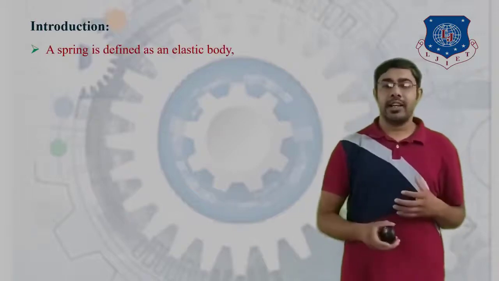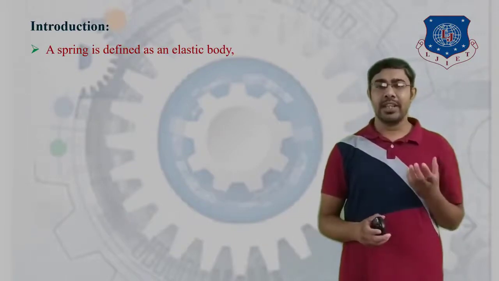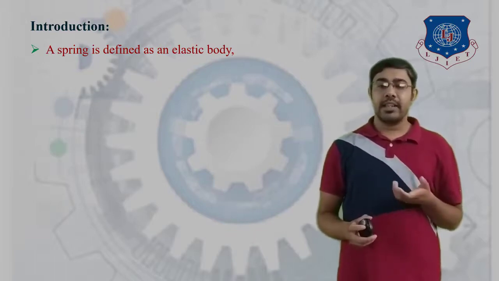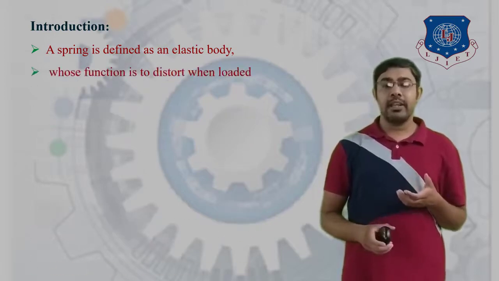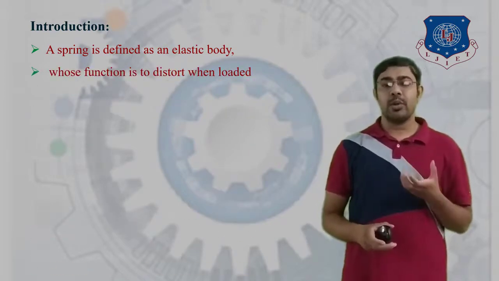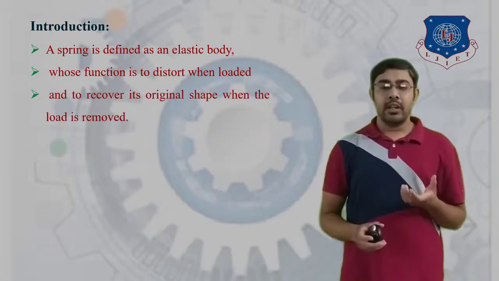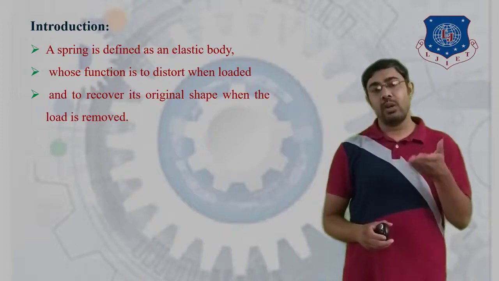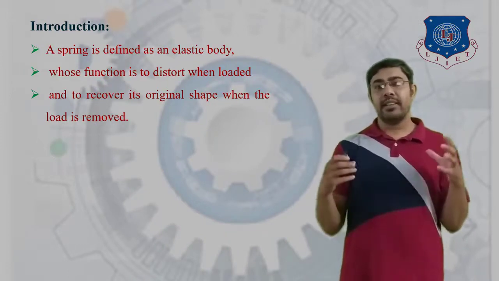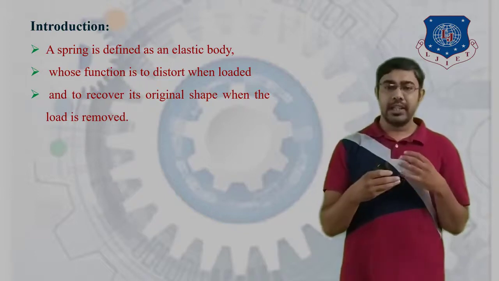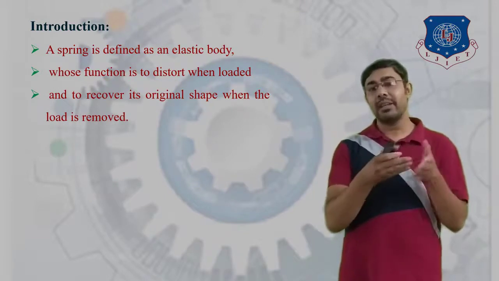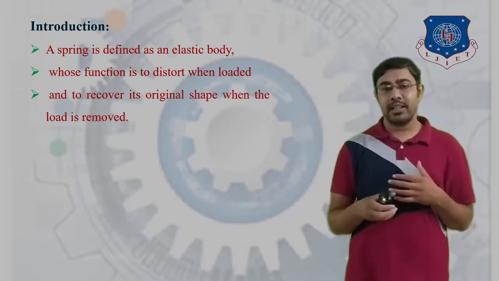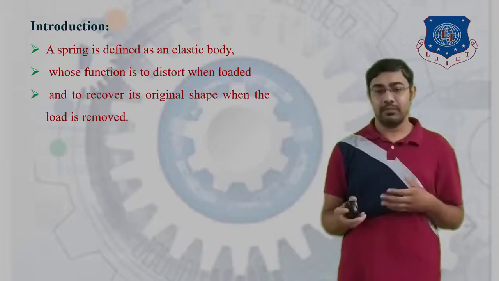So what is a spring? As we know, we have seen springs in many applications. So a spring is nothing but an elastic body whose function is to distort when loaded and to recover its original shape when the load is removed. So whenever the load is applied on the spring, it distorts, and when we remove the load, it recovers its original shape. That is nothing but a spring.